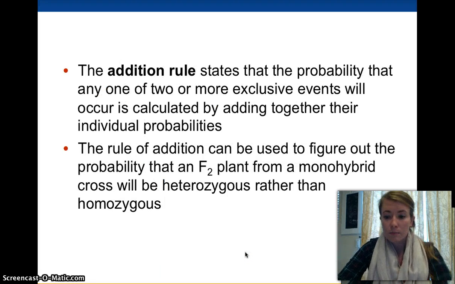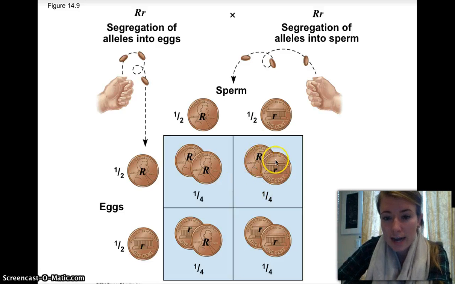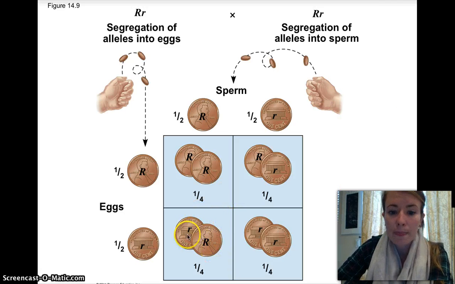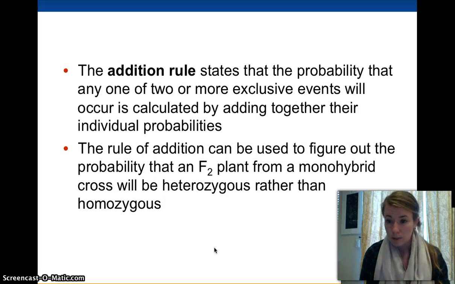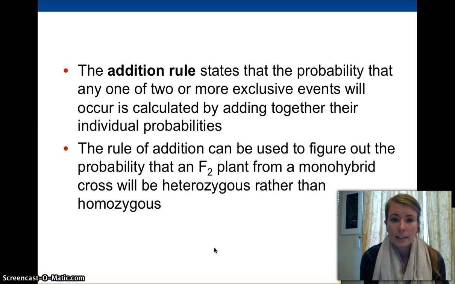Okay? And same thing here. What are the chances you're going to get big R from your dad and little r from your mom? Half times half, 1/4. Over here, what are the chances you're going to get little r from your dad and big R from your mom? Half times half equals 1/4. Always the multiplication rule.